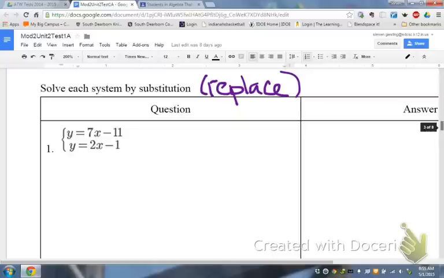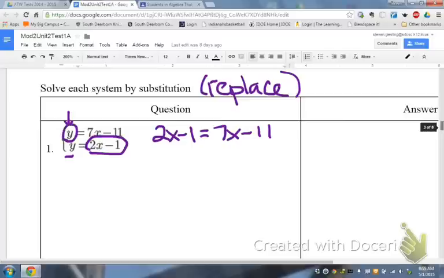Notice here in number 1 that we know that y equals 2x minus 1. That means for any other y, we can replace. So 2x minus 1 equals 7x minus 11. I simply take out this y, and I put what it equals in its place. And the whole point of this is to get an equation that just has the variable of x. So now we're solving this little equation with variables on both sides.